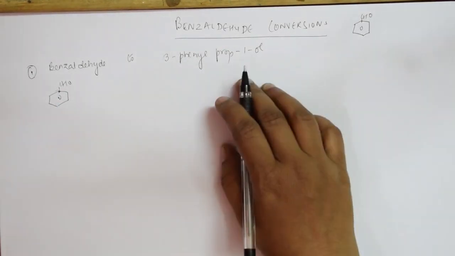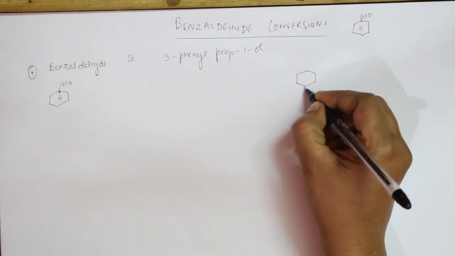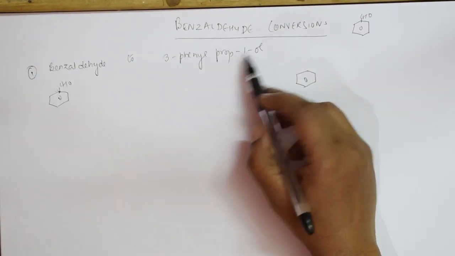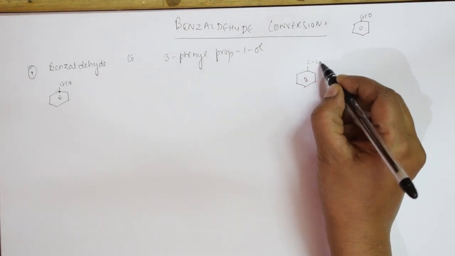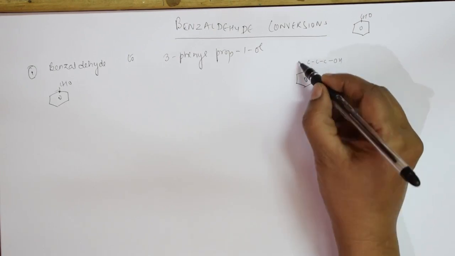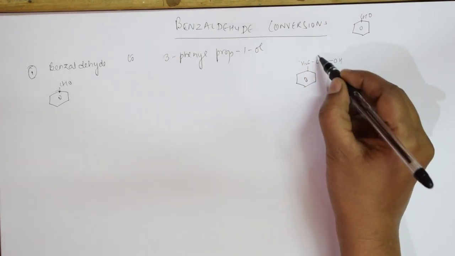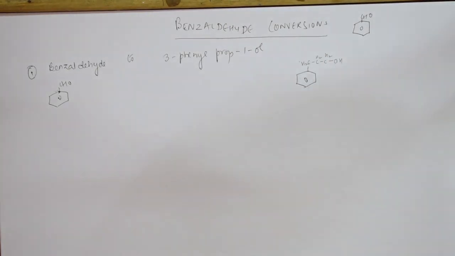3-phenylpropan-1-ol. So 3-phenyl means a phenyl group, then prop and 1-ol. That means there is a three-carbon chain, 1, 2, 3, and an alcoholic group here. Let's count 1, 2, 3, 4. To this carbon CH2, to this carbon CH2. So this is 3-phenylpropanol. Done. Now what should I do?